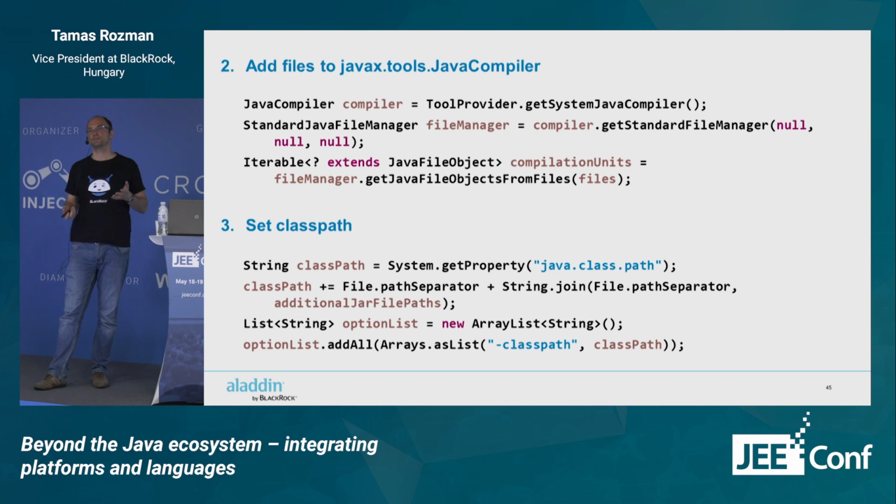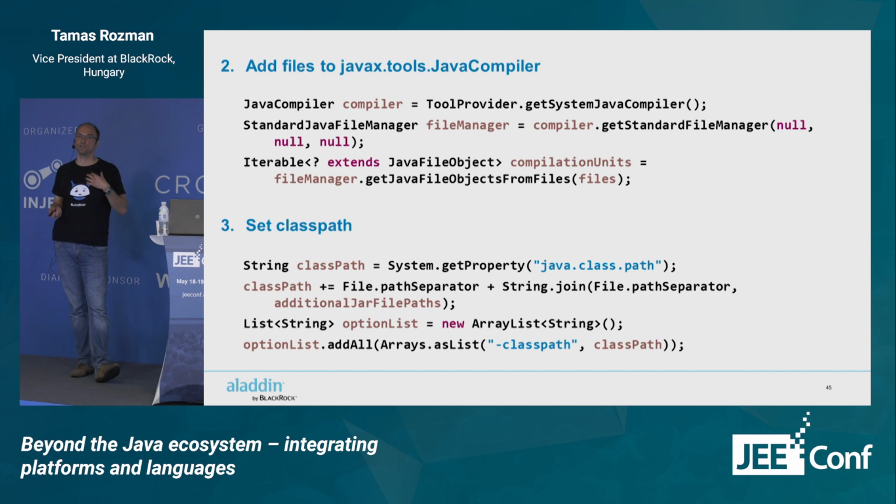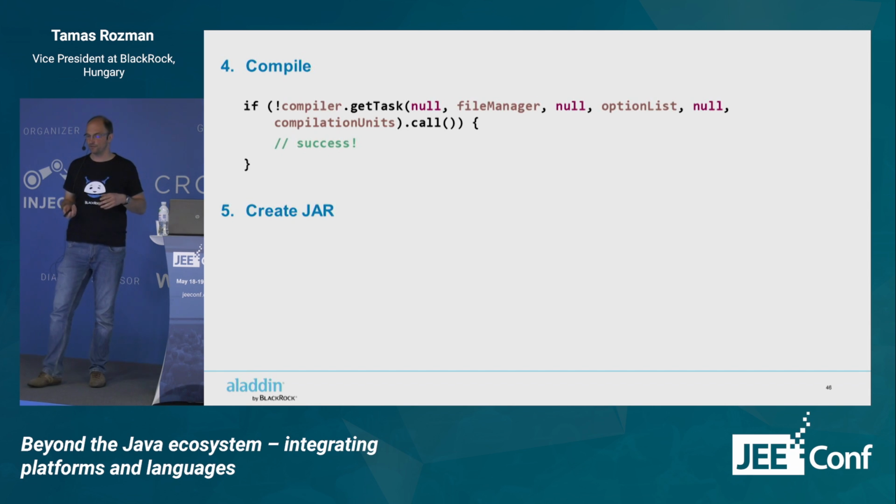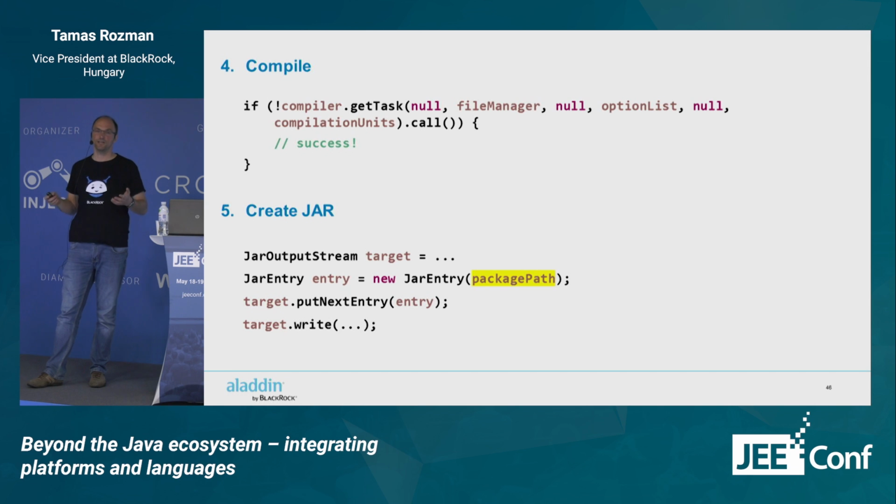You set the class path. If you set the class path of the application, everything will be inherited, so you don't have to care about Maven and all that stuff. Whatever you have in the class path, whatever you have in your application, is automatically accessible to the compiler. And that's it. You compile. I don't go into details because it's purely from the Java documentation. And you can create a jar the same way from one flat structure.